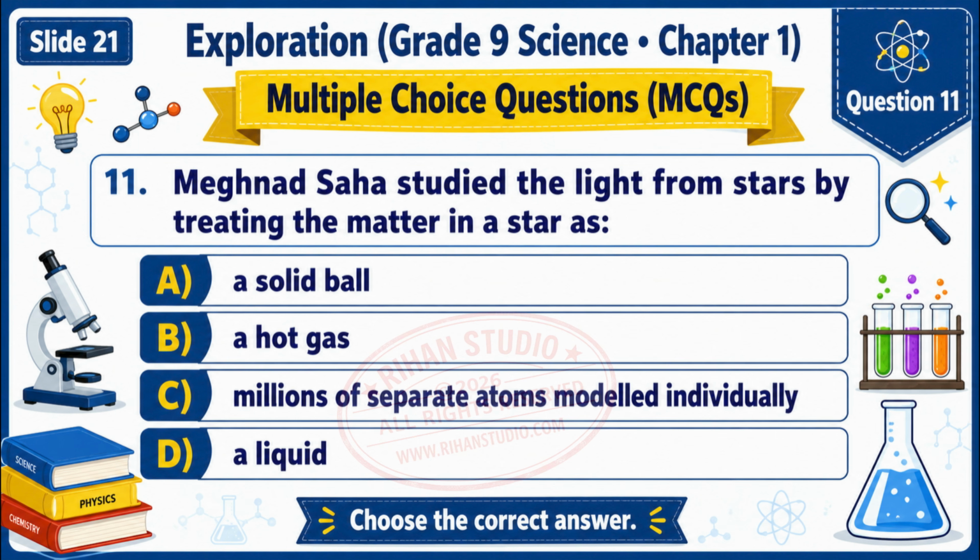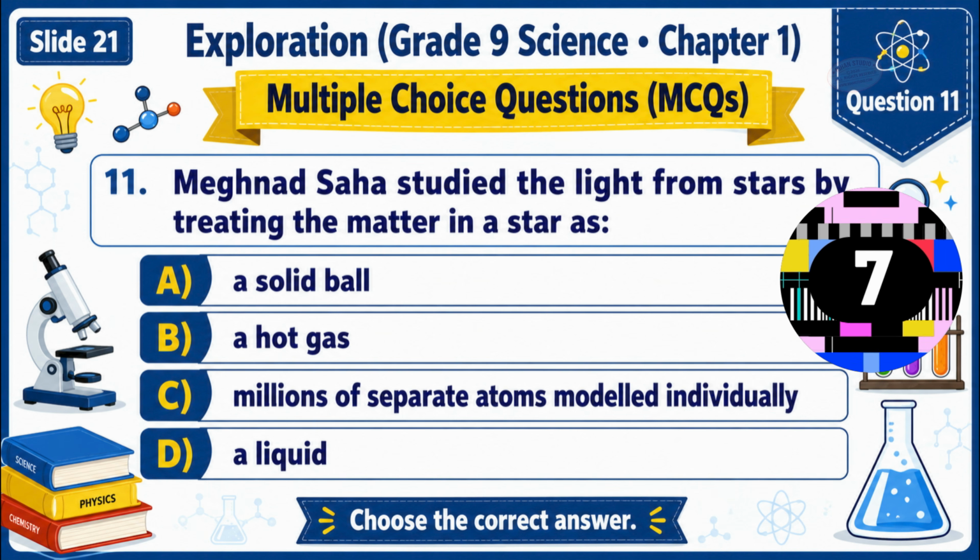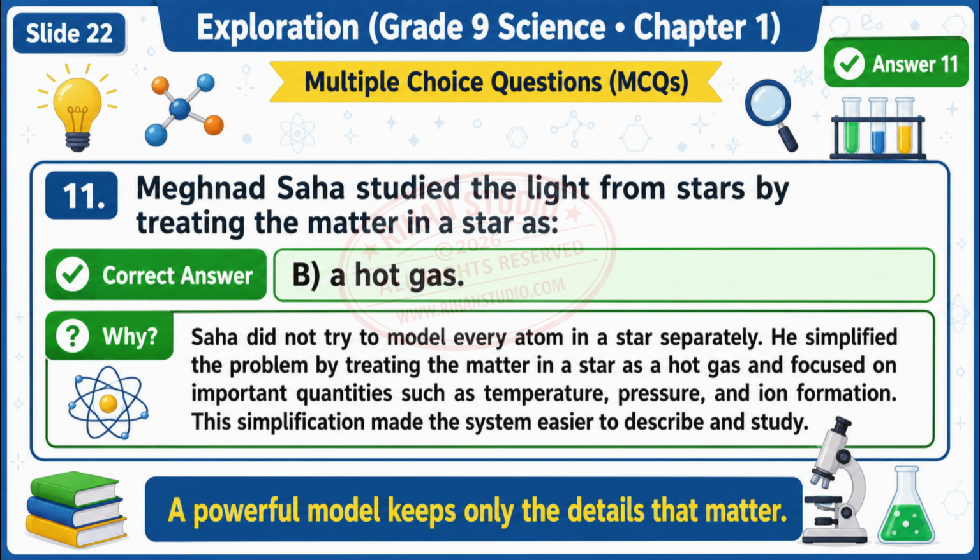11. Meghnad Saha studied the light from stars by treating the matter in a star as A. A solid ball. B. A hot gas. C. Millions of separate atoms modelled individually. D. A liquid. Answer. B. A hot gas.